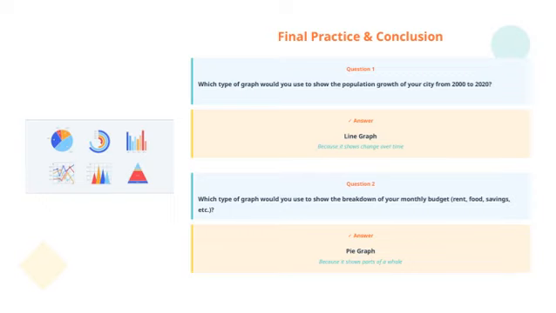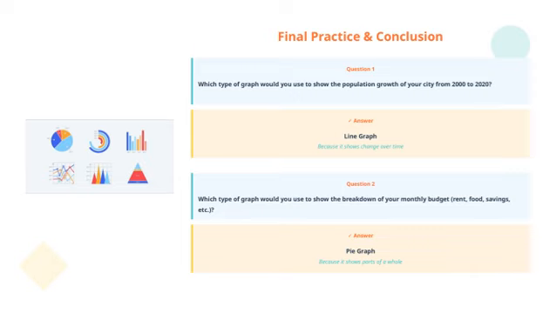So, as we wrap up, let's review the key points from today's lesson on graphs. First, we saw that a pie graph is perfect for showing parts of a whole. For example, if you want to display how your monthly budget is divided among rent, food, savings, and other expenses, a pie chart gives a clear visual of each category's proportion. It helps us quickly understand the relative size of each part within the total.